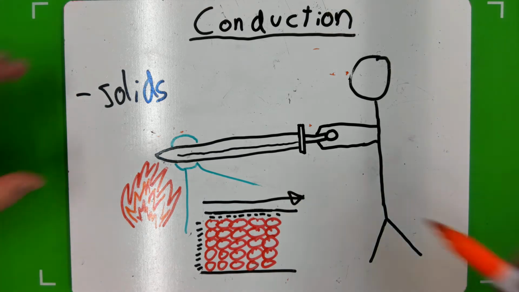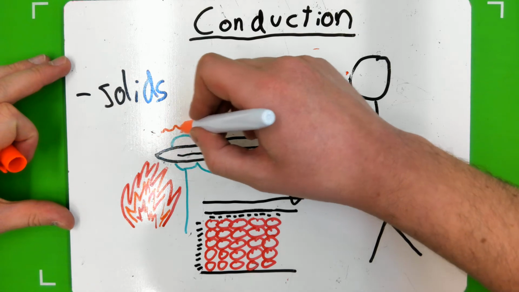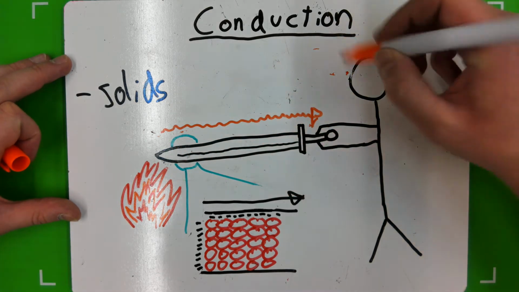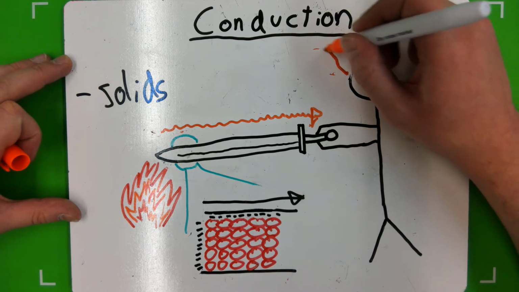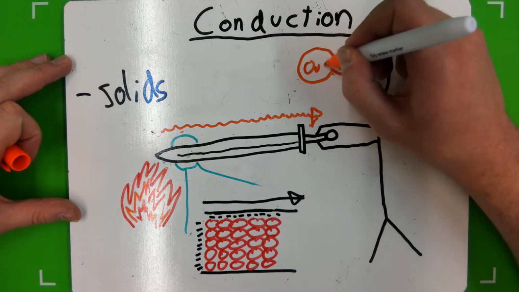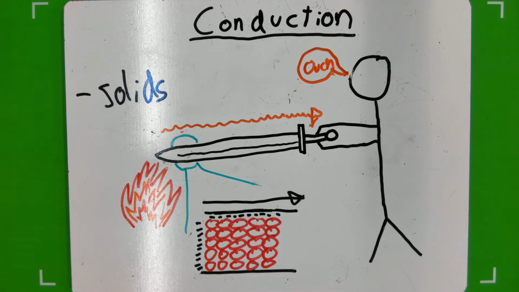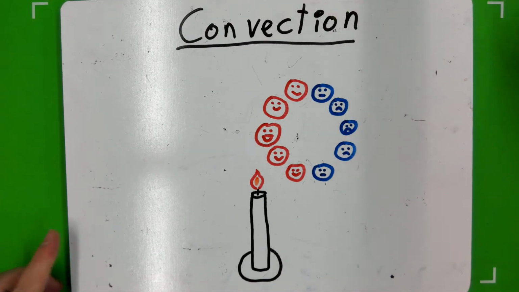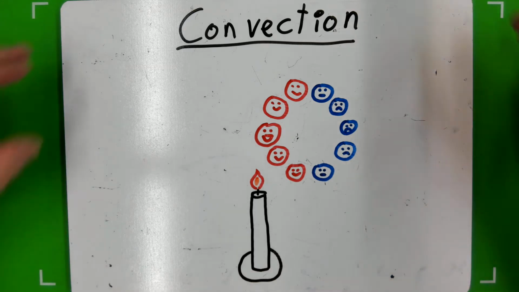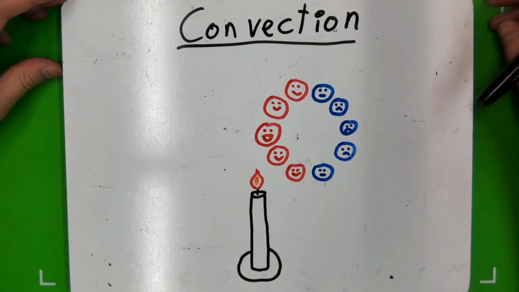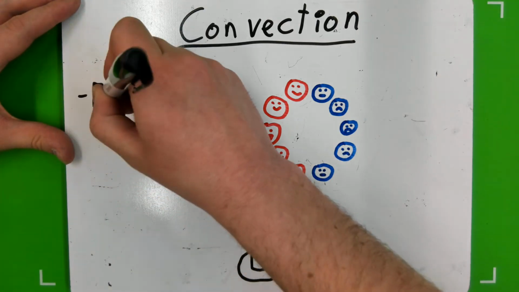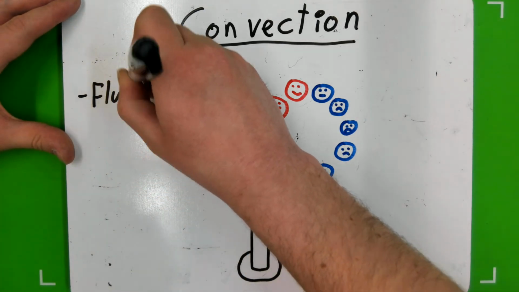If I'm looking at my sword, it means that the thermal energy will slowly increase and move towards the other end of the sword until it burns my hand, at which point I will be in pain. Ouch. The other way that thermal energy can be transferred is through convection. While conduction was energy being transferred through a solid, convection is energy being transferred through a fluid.